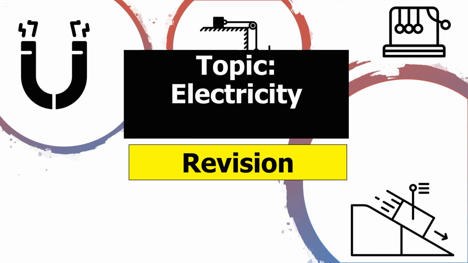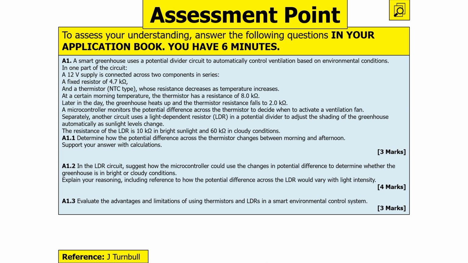Let's now have a look at some more assessment point challenging questions. So the first question says, a smart greenhouse uses a potential divider to automatically control ventilation based on environmental conditions. In one part of a circuit, a 12-volt supply is connected across two components in series, a fixed resistor of 4.7 kiloohms and a thermistor whose resistance decreases as temperature increases. At a certain morning temperature, the thermistor has a resistance of 8 kiloohms. Later in the day, the greenhouse heats up and the thermistor resistance falls to 2 kiloohms.